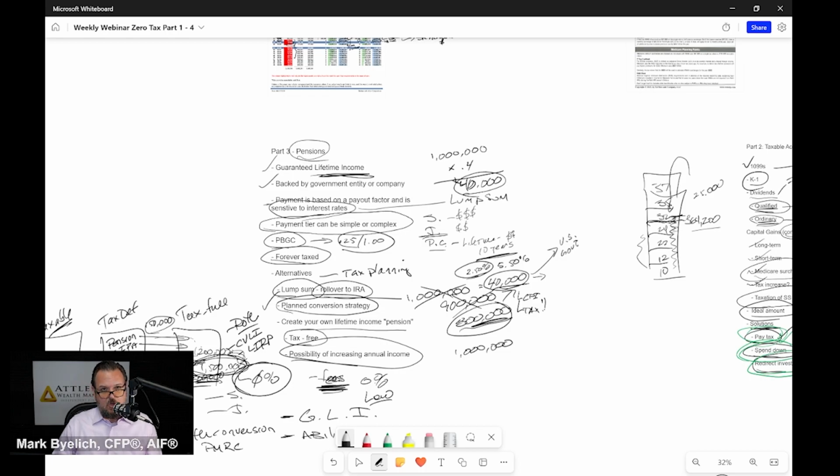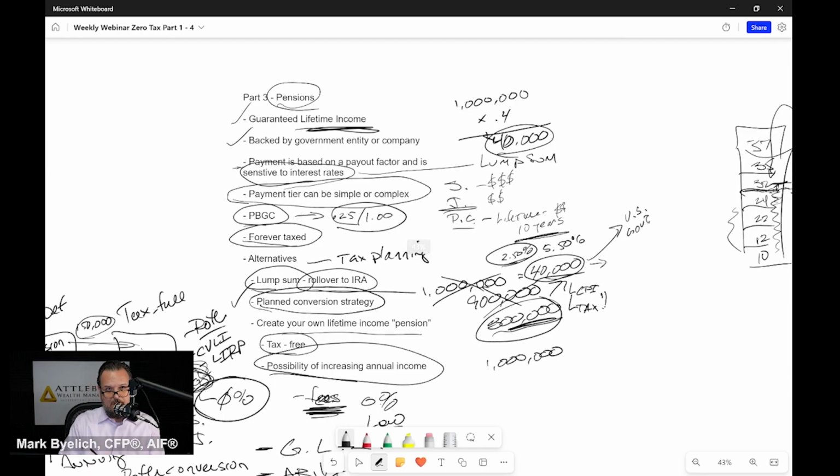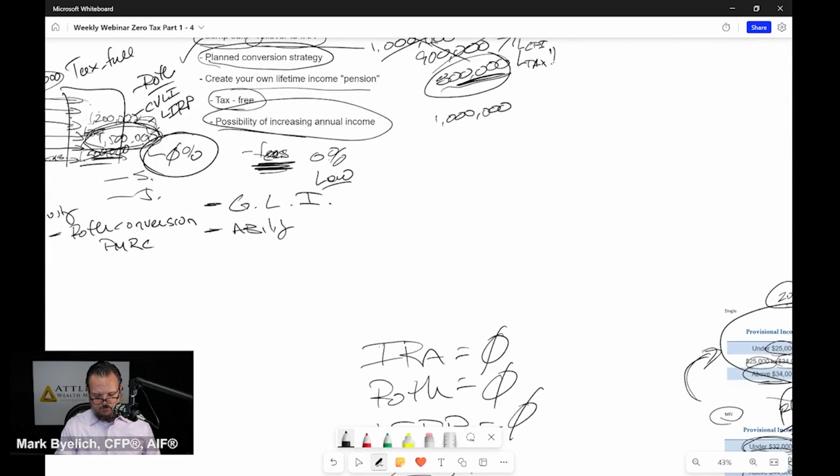If you have a pension, all is not lost. You may have a lump sum option. So if you have a lump sum option, it may make sense for you to take that lump sum option and roll it over to an IRA, which is not a taxable event. As long as you do it right, and it's really hard to do it wrong, you roll it over to an IRA, then you have a plan for converting those IRA dollars to Roth IRA dollars. And anything that comes out of a Roth, as long as you meet the guidelines, is zero tax for you and zero tax for your heirs. So that was part 3, pensions.